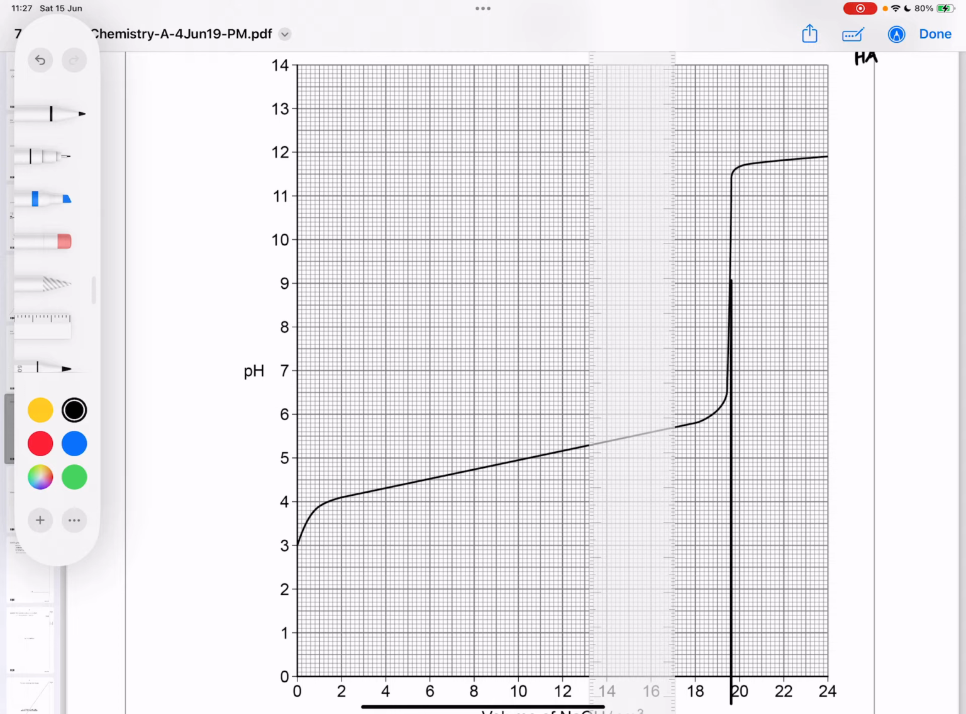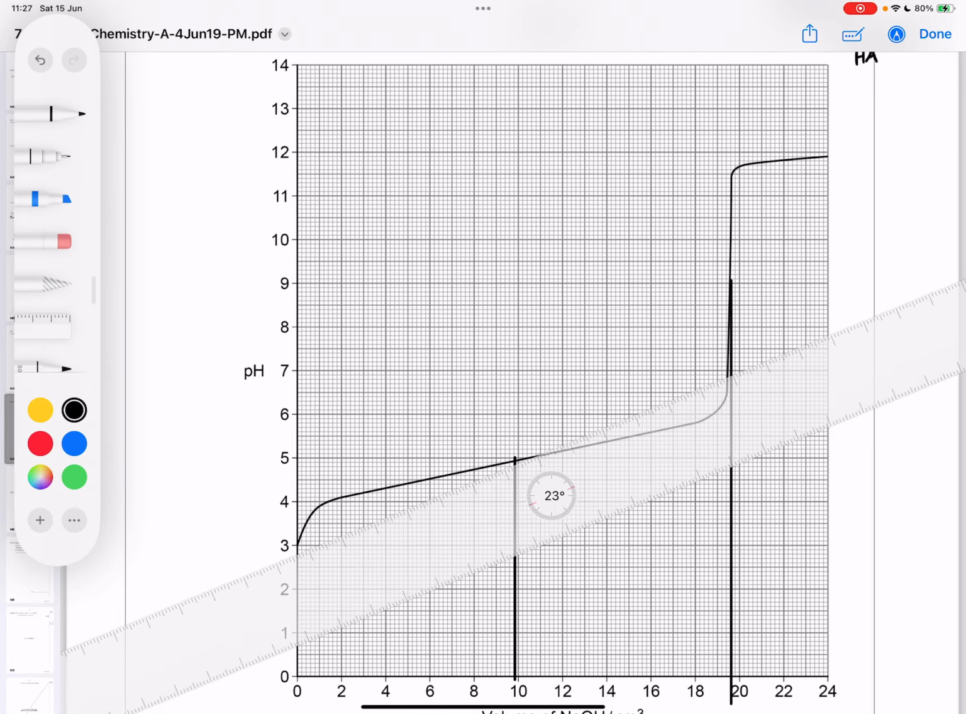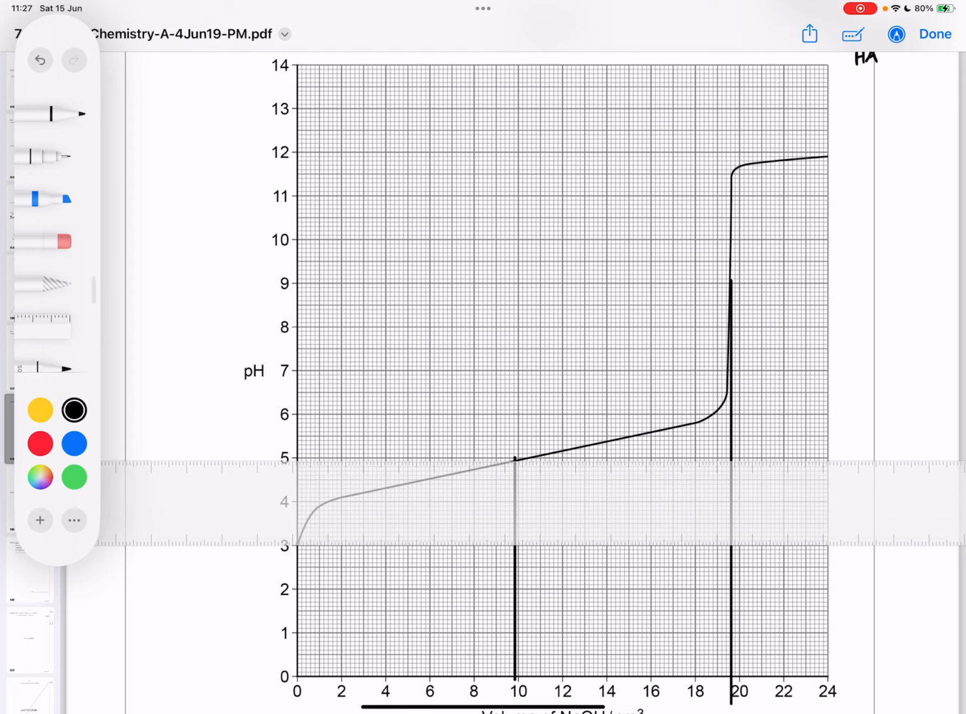So then I'm going to go to half that on my calculator. So that's 9.8. So then I'm going to go along to 9.8 and I'm going to draw a vertical line up to the curve from 9.8. And then I'm going to read across. Now it looks like it's coming out at 4.9.